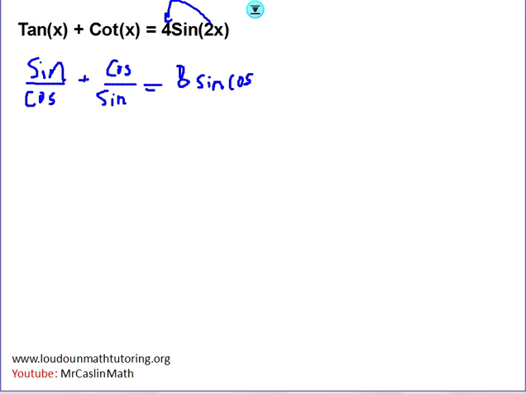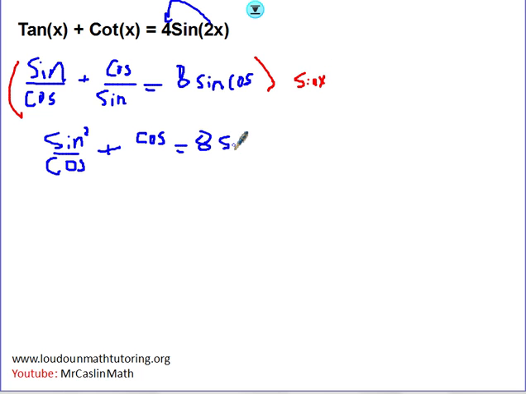Okay, now what I discovered, one of the things that you can do is let's just multiply this entire equation by the sine of x. You could have chosen cosine also, but we'll try sine first. So when you multiply every term in the equation by sine of x, you get a sine squared over cosine. The sine in the numerator will cancel this sine in the denominator, so you'd just be left with a cosine, and this sine times this term would be a sine squared.